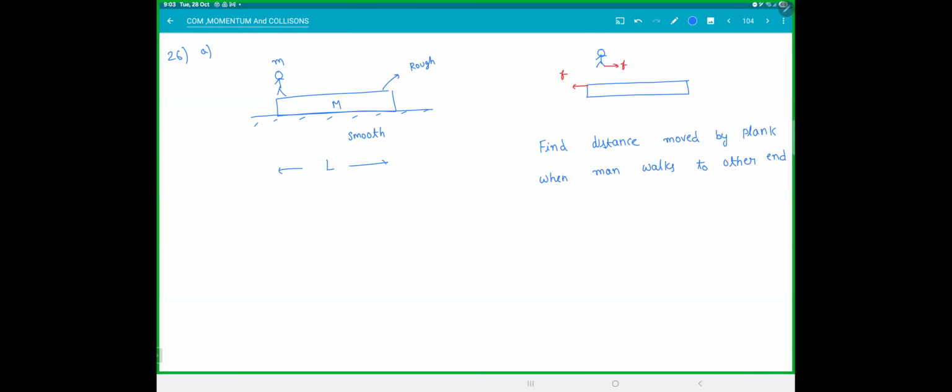Is this clear? So once you start walking on the plank, if the ground is smooth, the plank will start going back and you'll start going front. So in this process, how much will the plank move when you go from one end to another end?